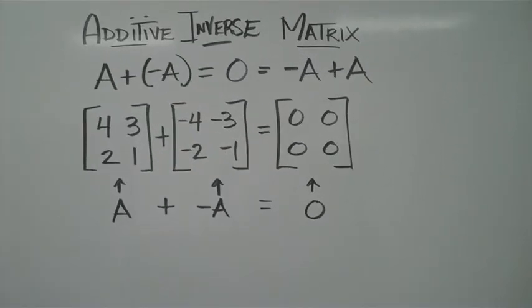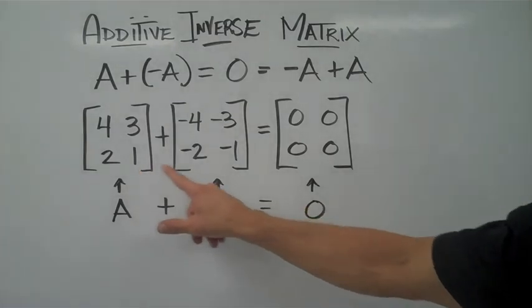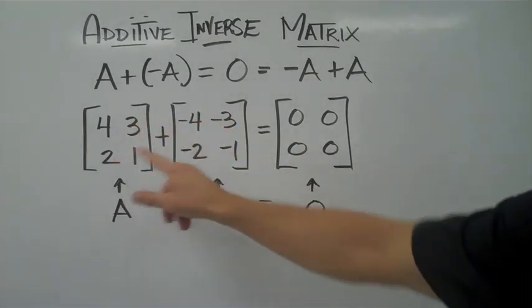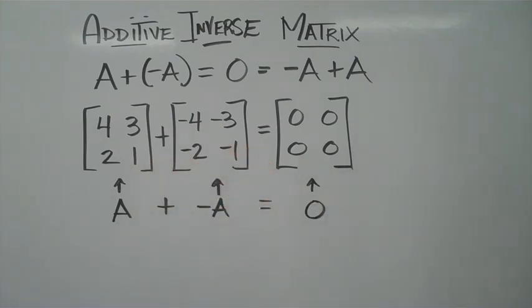The additive inverse matrix brings us back to 0. So if I have a matrix A plus its additive inverse, I'll go back to 0. Or if I have the additive inverse plus A, I go back to 0. For example, for 2 by 2 matrices, if I have this matrix plus its opposite, so 4 goes to negative 4, 3 goes to negative 3, 2 goes to negative 2, 1 goes to negative 1, I'll wind up with my 0 matrix in a 2 by 2.